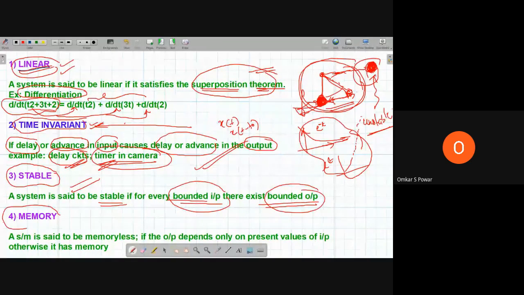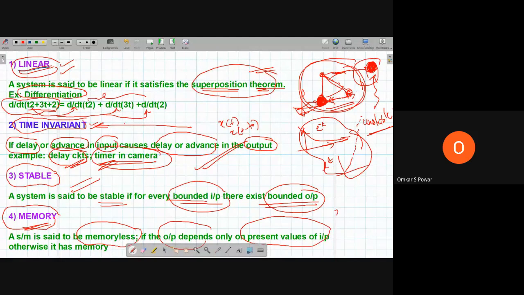Then memory. Whenever you say memory, the first thing that comes to mind is Gajani. If you go back to that picture, Gajani forgets the past and can only think about the present. Same thing here for signals. A system is memoryless, or a system is Gajani, if the output depends only upon the present value of input. So whatever you give now, the output works on that present value only. It will not depend upon the past value.